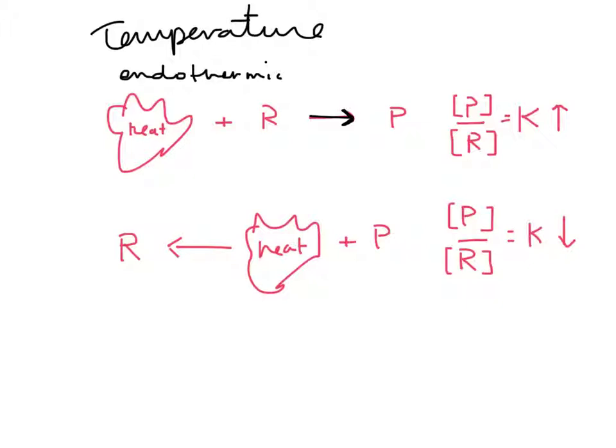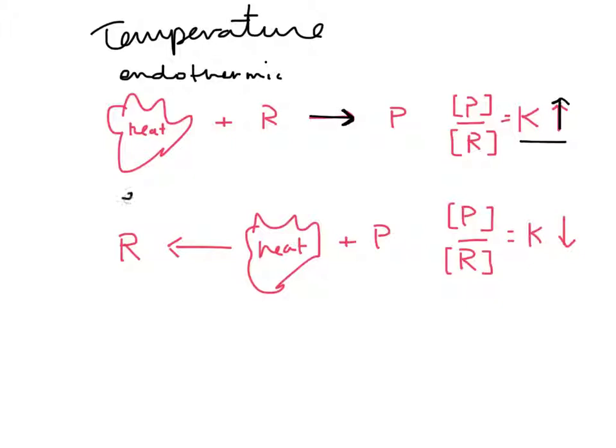In this case, the change in temperature actually alters the equilibrium constant by increasing the relative amount of products versus reactants, and the equilibrium constant goes up when the temperature is increased if the enthalpy change is endothermic.